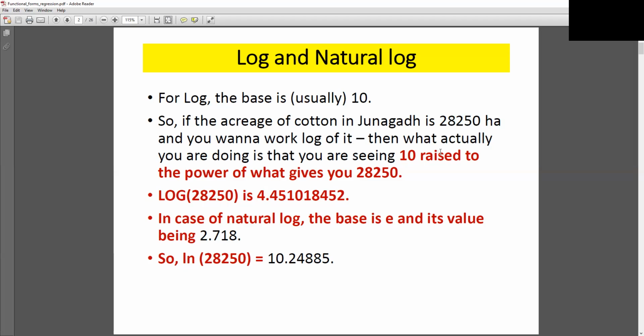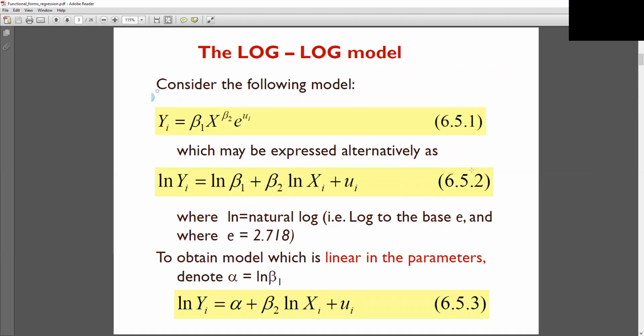In the regression functional forms, what we are doing is taking only natural log. We are not bothered about log base 10. So now this is the log-log model, also called the log linear, double log or log-log model. You can see this is your dependent variable: Yi is equal to beta 1 X to the power beta 2 e to the power ui. Here we have the error term as well. You can differentiate an econometric model from a mathematical model with the help of this error term. If the error term is not present, you can say it's a mathematical model. With the help of an error term, we are establishing an econometric model.